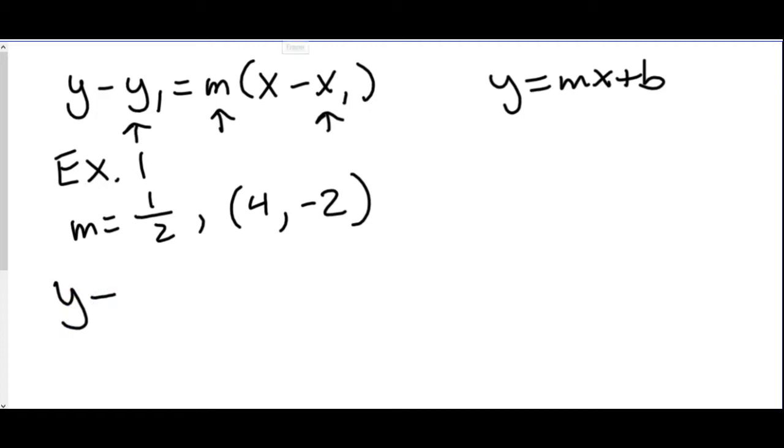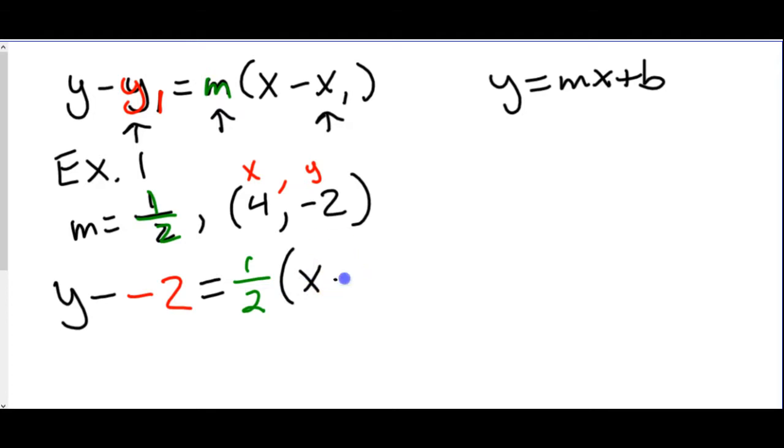We have y minus from the formula, and then we need to replace y1 with whatever value down here is a y value. Well, our slope we know will replace m, and we know every point goes x, y. So this -2 is what we're going to plug in for y1. Equals, then we find our slope. We're going to replace the letter m with 1/2 times x minus x1. Well, that's the x value of our point, so x minus 4.